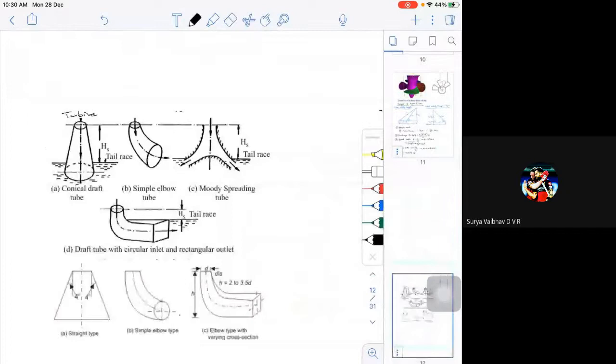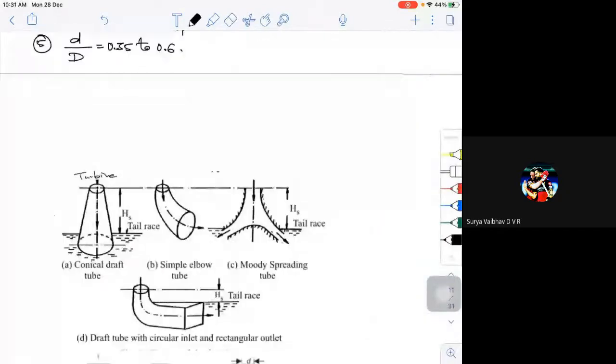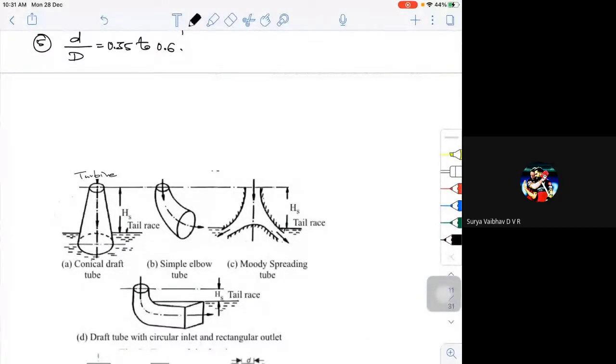Okay. So what is a draft tube? Let me write this. Draft tube. What is this draft tube? This draft tube is a device used to recover the kinetic energy of the fluid exiting the reaction turbine. This is the definition we have to look at. So draft tube, it is a device.